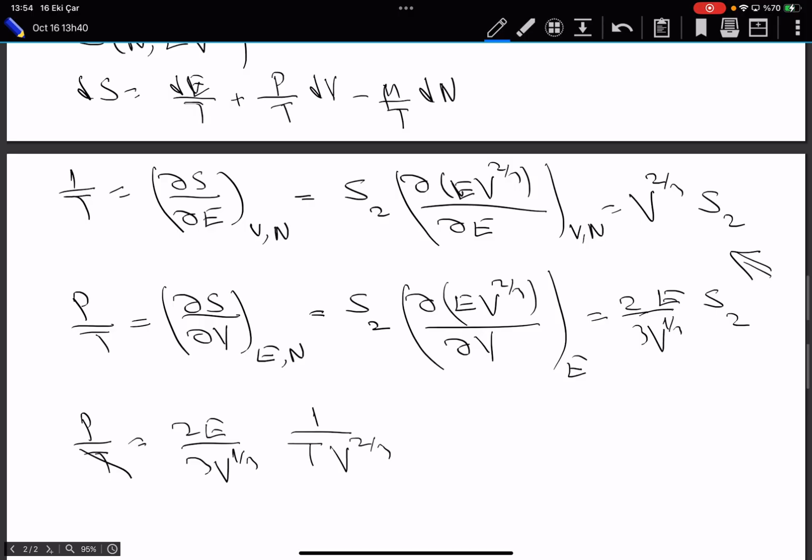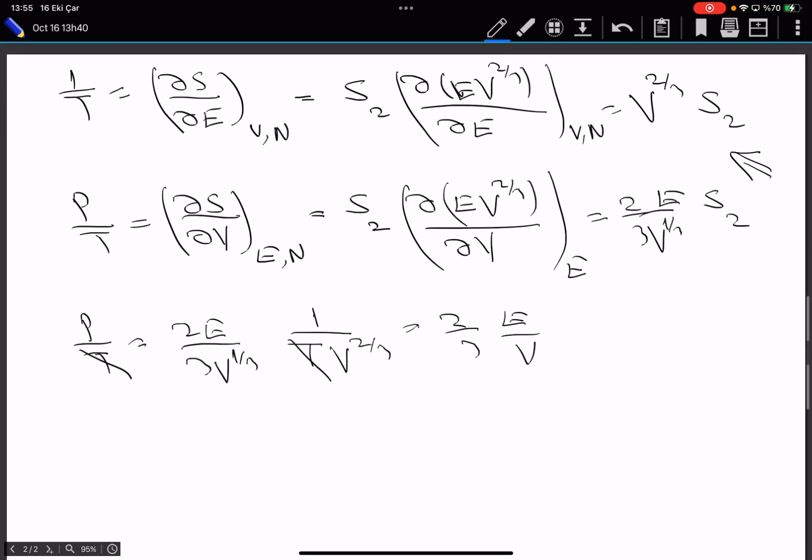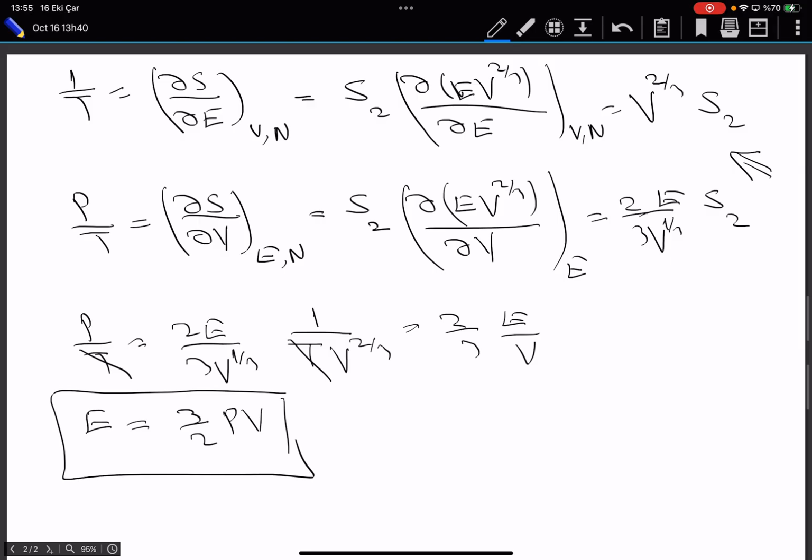Well, these T's I can cancel on both sides, so this is 2/3 E over V. Oops, sorry. So the energy of the ideal gas is 3/2 times PV. Well, we didn't derive the ideal gas law in this treatment, but if you use that, this is also equal to 3/2 N k_B times T. So some results that we already knew about the ideal gas.